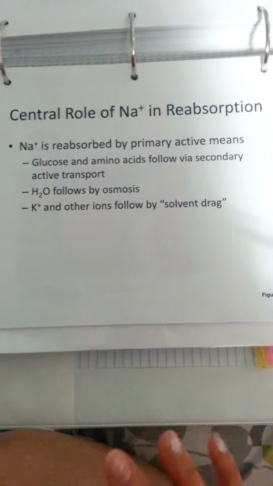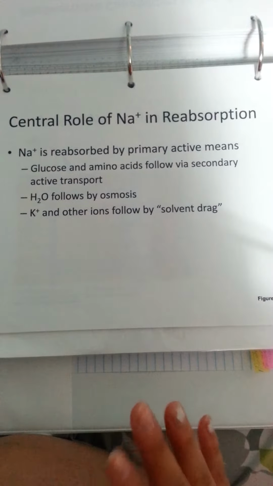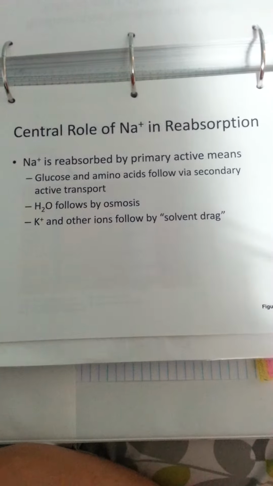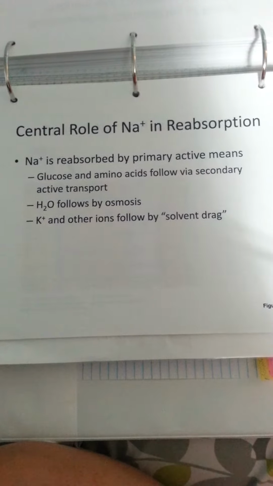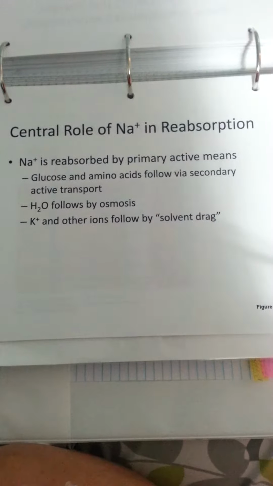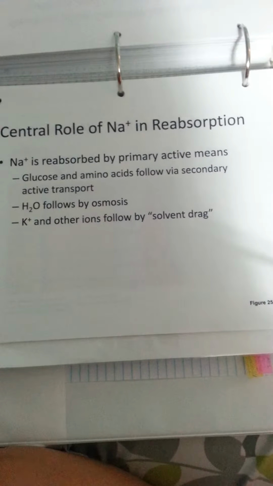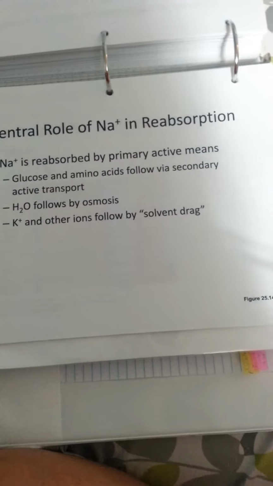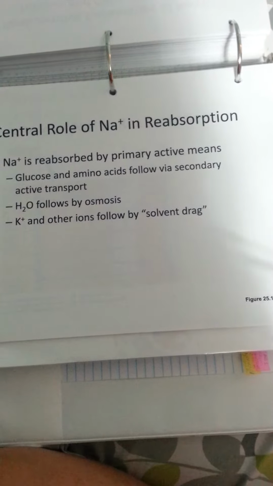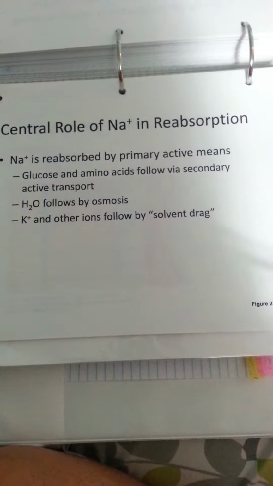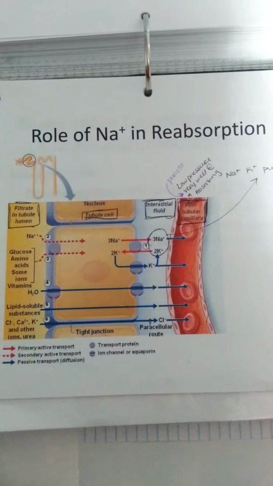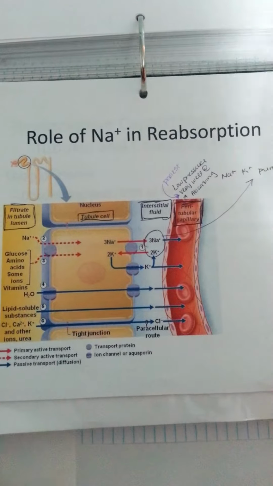Okay, so the central role of sodium in reabsorption. Sodium is reabsorbed by primary active means. Glucose and amino acids follow via secondary active transport. H2O follows by osmosis. Remember, as sodium is reabsorbed, what follows? Water does. Just like aldosterone does that, ADH does that. Potassium and other ions follow by solvent drag. Okay, role of sodium in reabsorption.